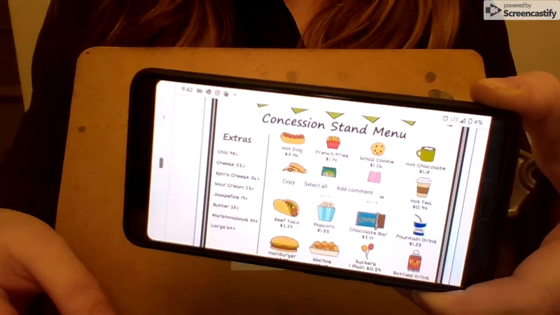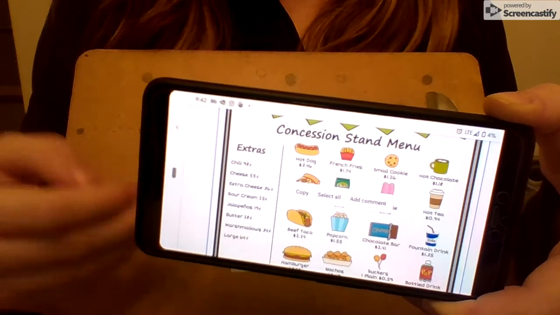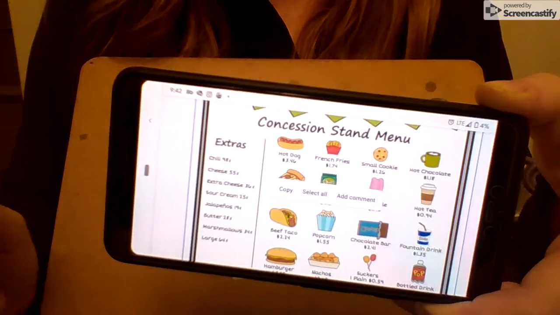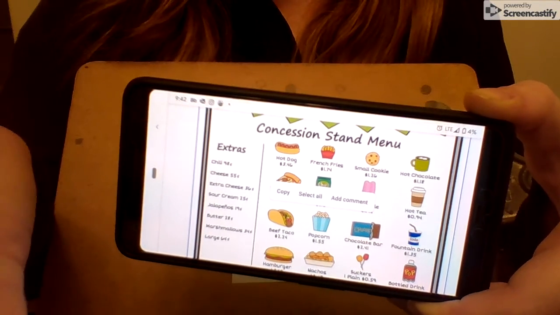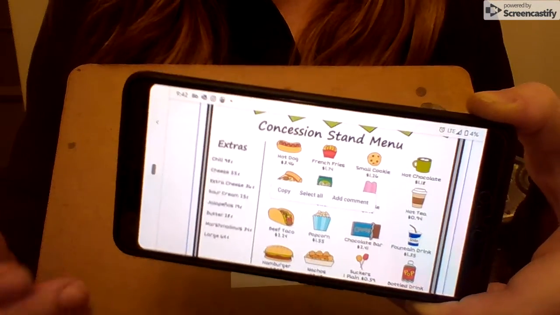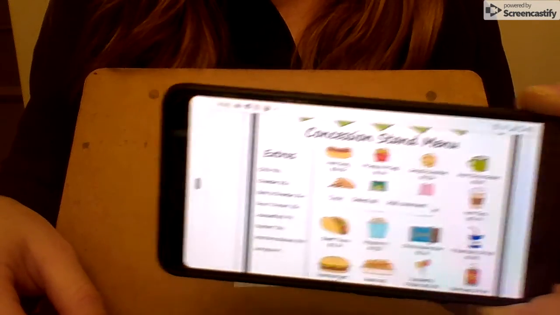So we're going to pretend like we go to the concession stand and the cashier will ask us what we want and we're going to say we want a small cookie. The cashier will say that will cost $1.26. We're going to hand them a $5 bill and use that to pay for our cookie. So what we need to find out is how much money do we get back after paying for our cookie.